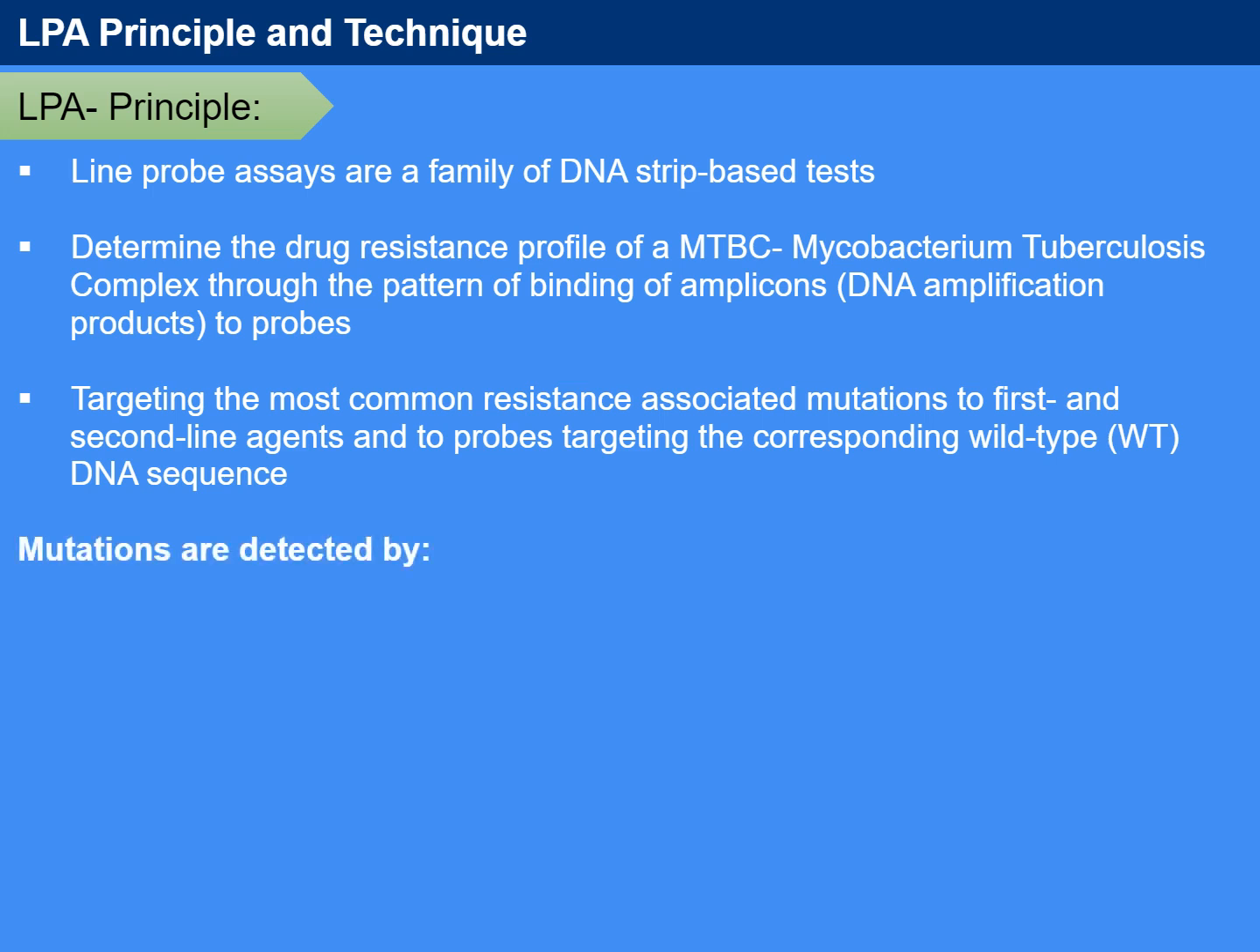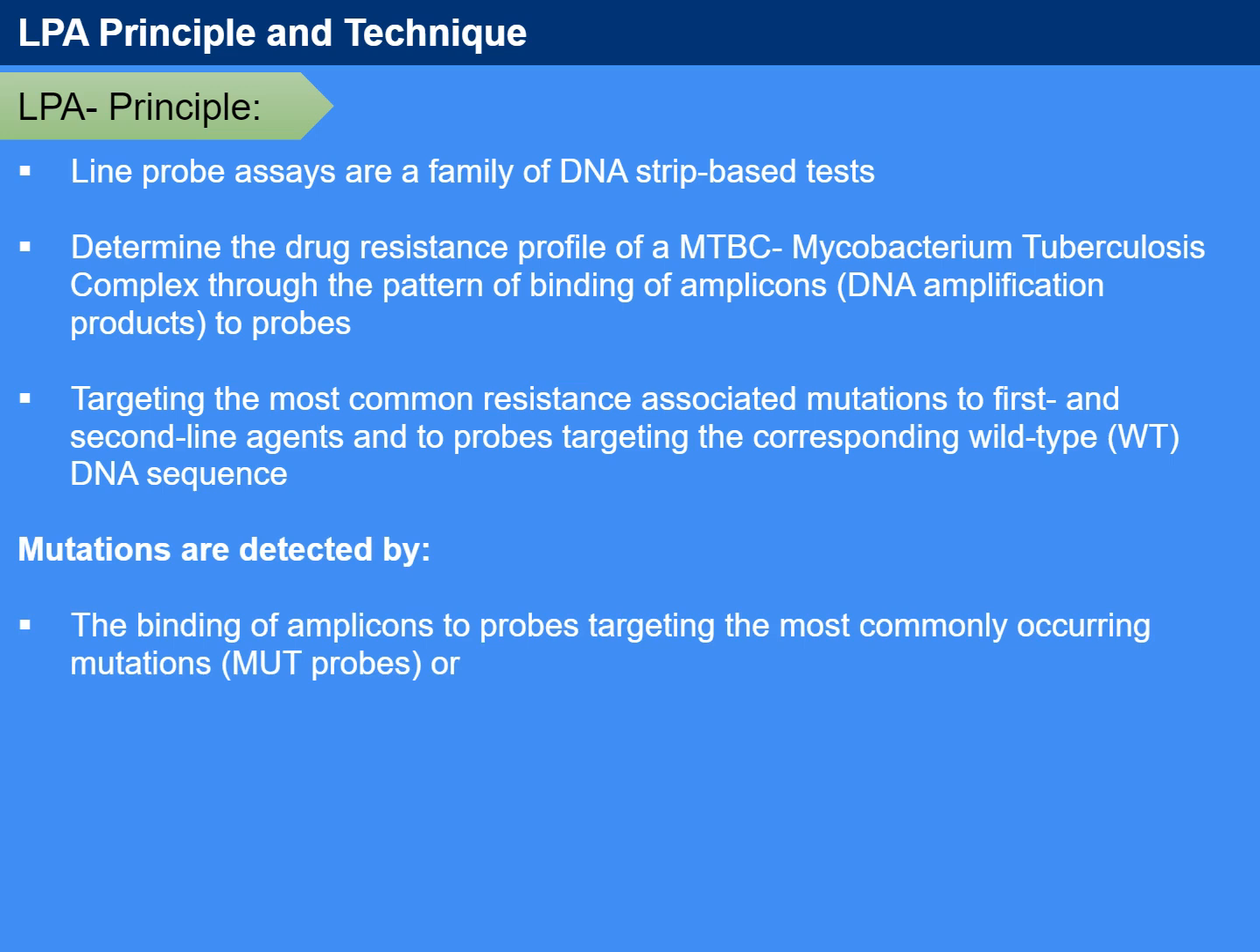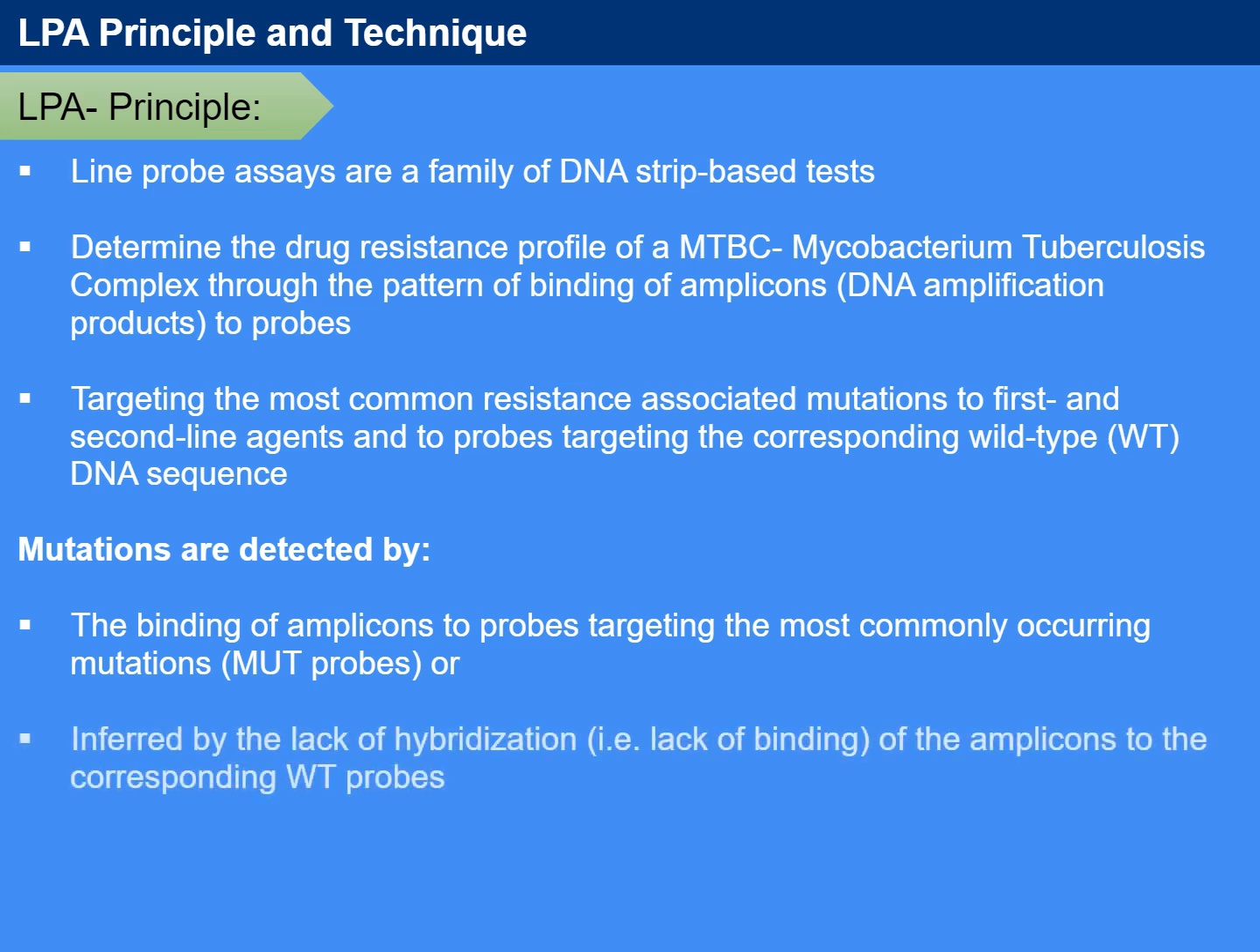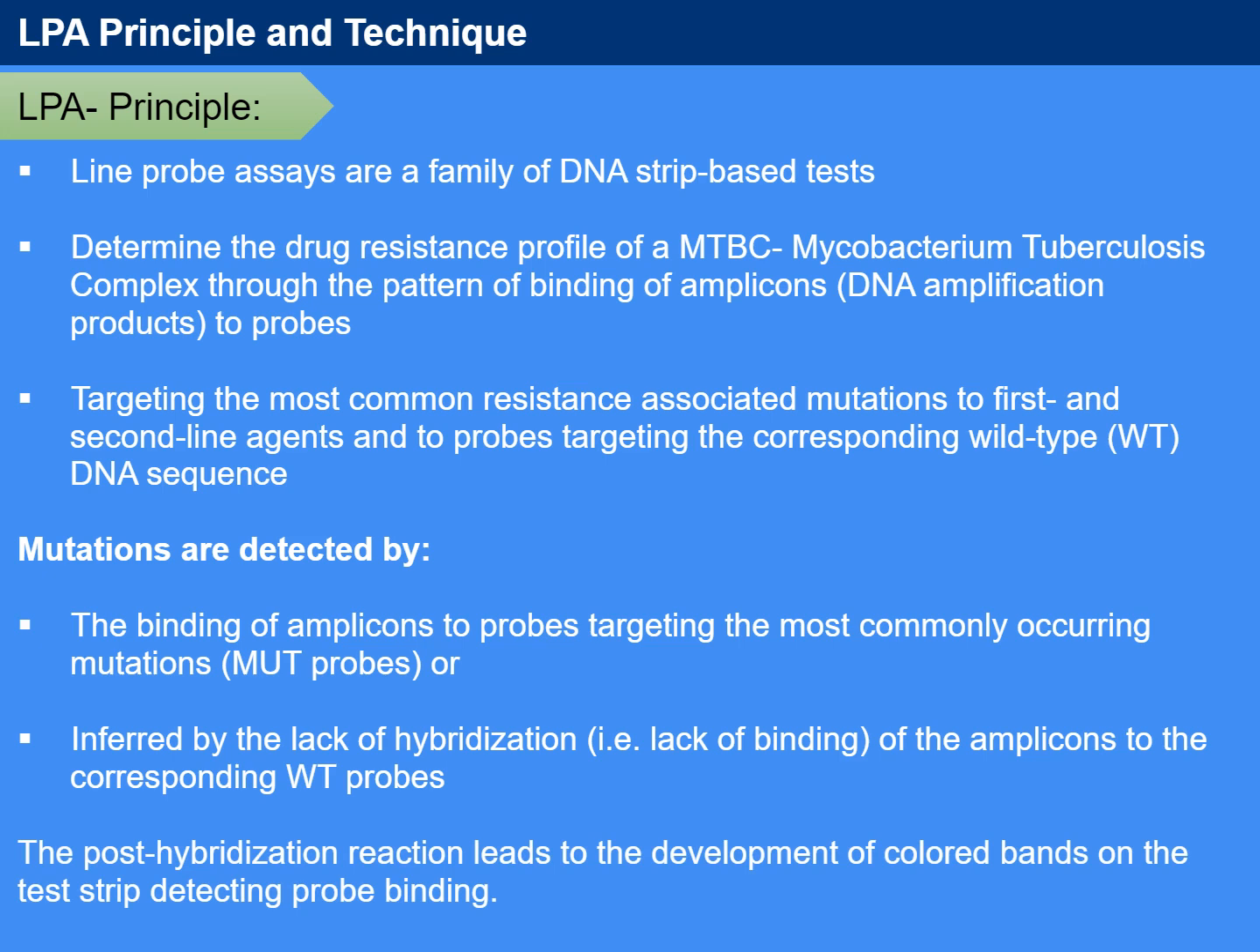Mutations are detected by the binding of amplicons to probes targeting the most commonly occurring mutations, or inferred by the lack of hybridization, that is, lack of binding of the amplicons to the corresponding wild type probes. The post hybridization reaction leads to the development of colored bands on the test strip, detecting probe binding.